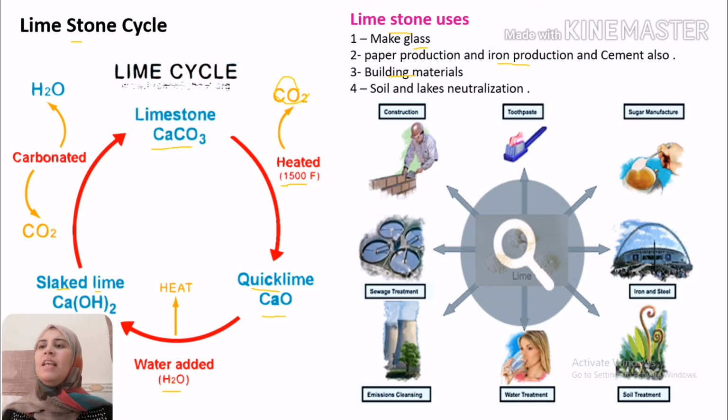So we can use it in construction, in sewage treatment, in emissions cleaning and emissions treatment in factories, in scrubbers and filters. We can use it in water treatment, in soil treatment, in iron and steel production in the blast furnace. We can use it in sugar manufacture and toothpaste manufacture. All of these are uses of limestone, so it is an important topic.